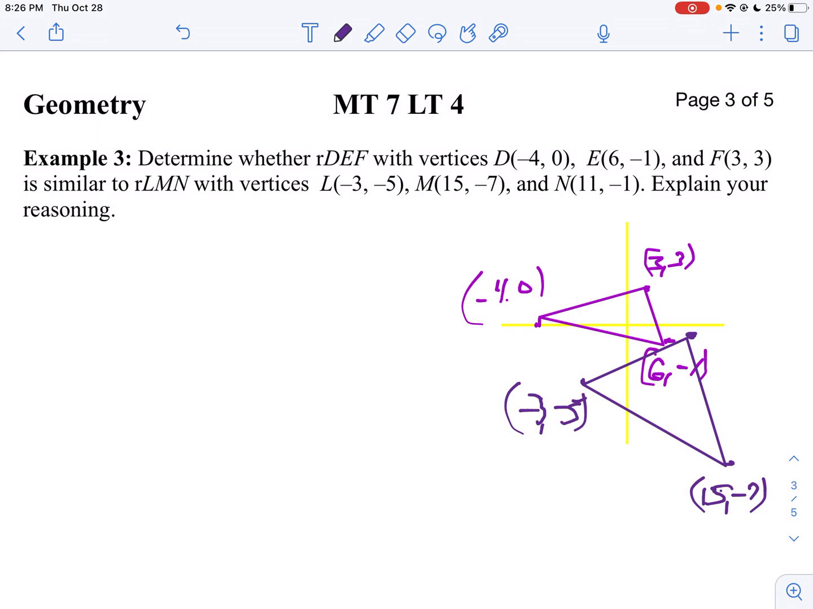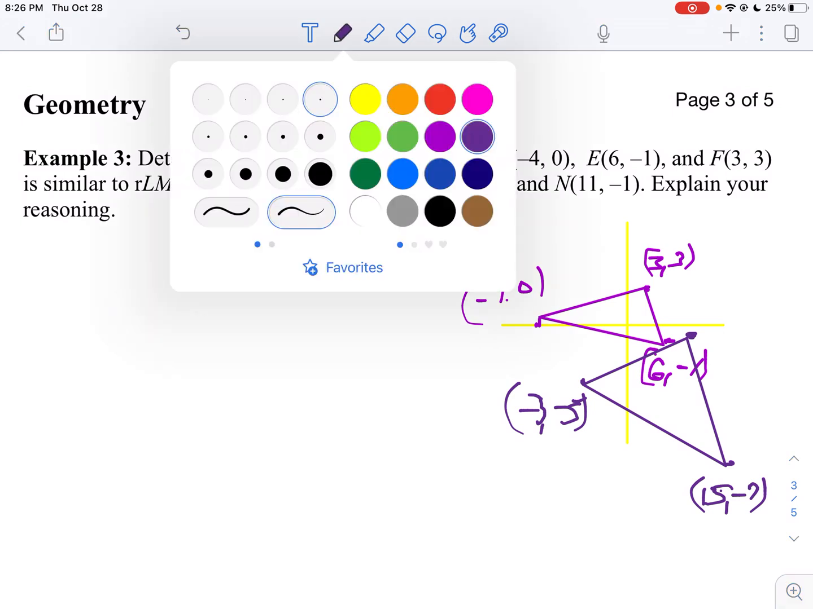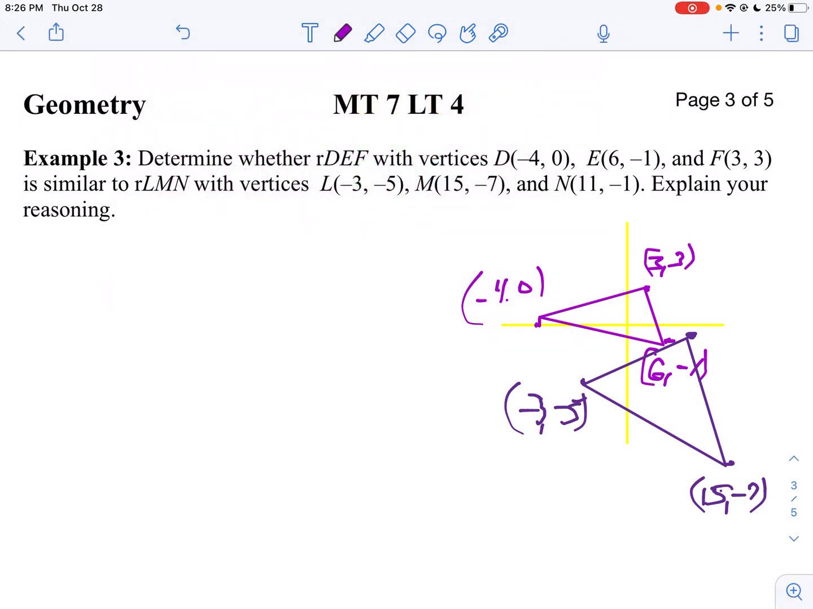Yay! Real fun. So I'm going to start here, and I'm going to look at the length of D to E. Using your distance formula, subtract your x's. Well, let me label this too before I forget. So D is at negative 4, 0. E is at 6, negative 1. And F is at 3, 3. So I'm going to find the distance from D to E.